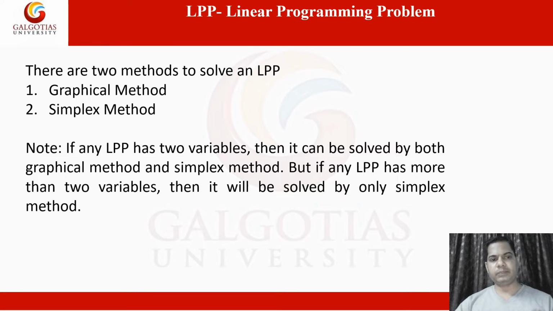As we discussed, there are two methods to solve an LPP. One is the graphical method and the second is the simplex method. Now where do we use the simplex method and where do we use the graphical method? The simplex method can be used in any situation, whether we have two variables, three variables, four variables, or six variables. But the graphical method cannot be used where we have more than two variables, because whatever we plot is in a two-dimensional figure. So the graphical method can be used only if we have two variables. If we have more than two variables, we cannot use the graphical method and we have to use only the simplex method to solve that LPP.